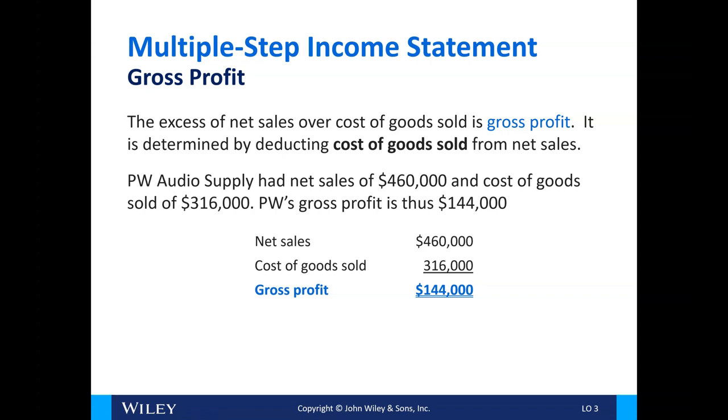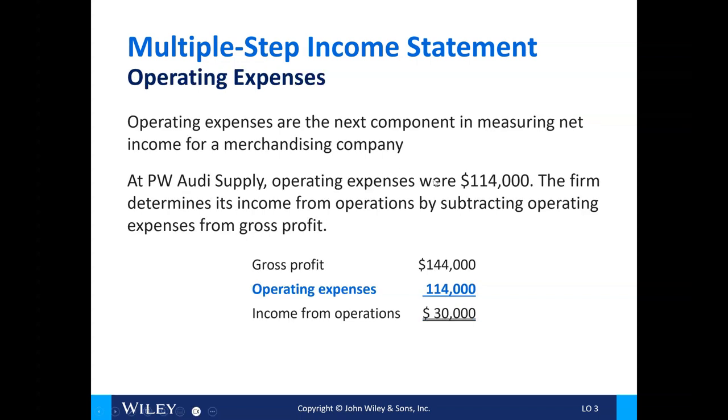And that's 144 divided by 460, which is our revenue. And so that's 31%. So our gross profit margin is 31%. So we're keeping 31 cents out of every dollar of sales that we'll use to pay for other expenses.